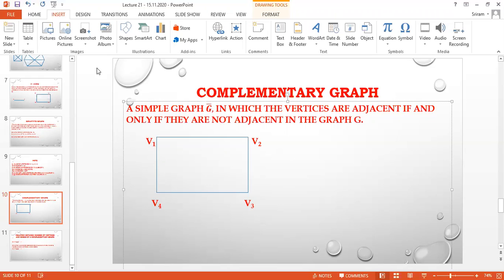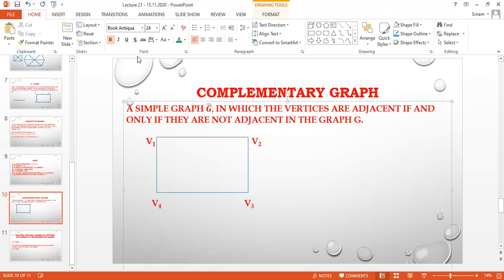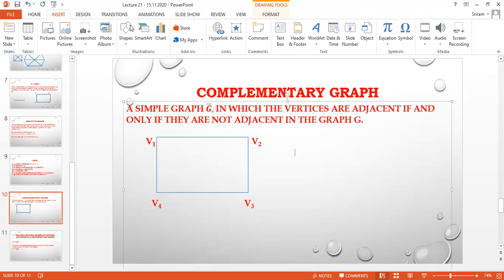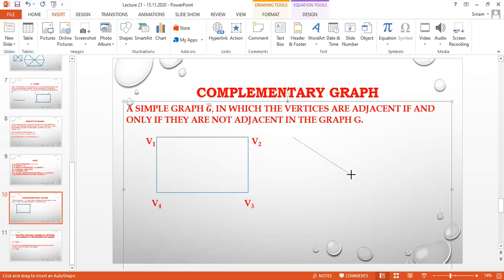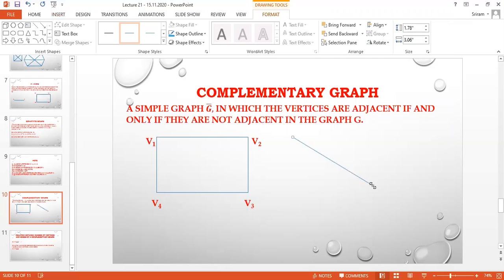That means I am going to draw a line from V1 to V3. Why? Because they are not adjacent. There is no line between V1 and V3. So for the complementary graph, I am going to take the opposite. I am going to take the line from V1 to V3, and a line from V2 to V4, because there is no line between V2 and V4. This graph is called the complementary graph.